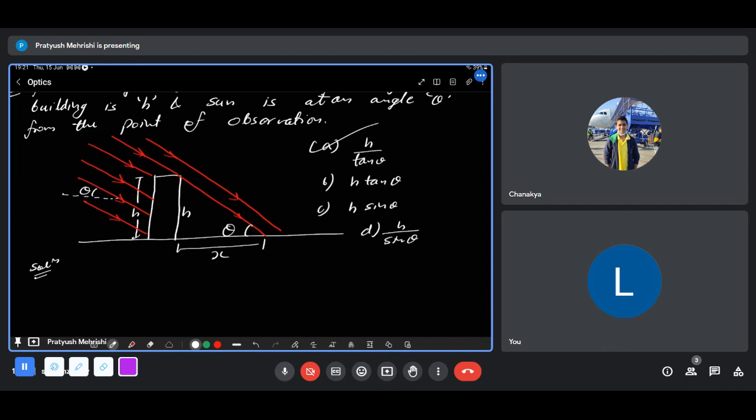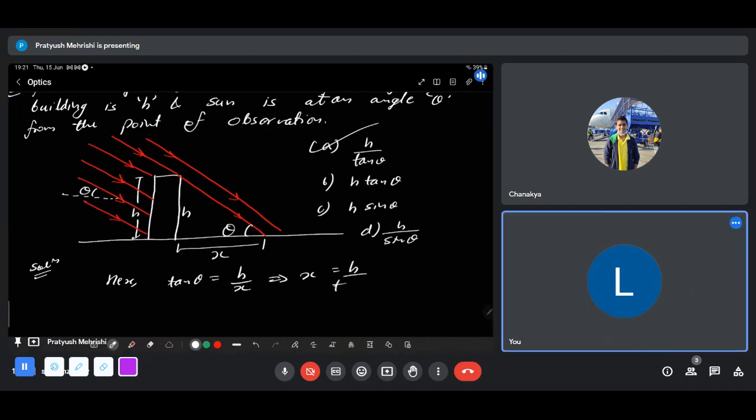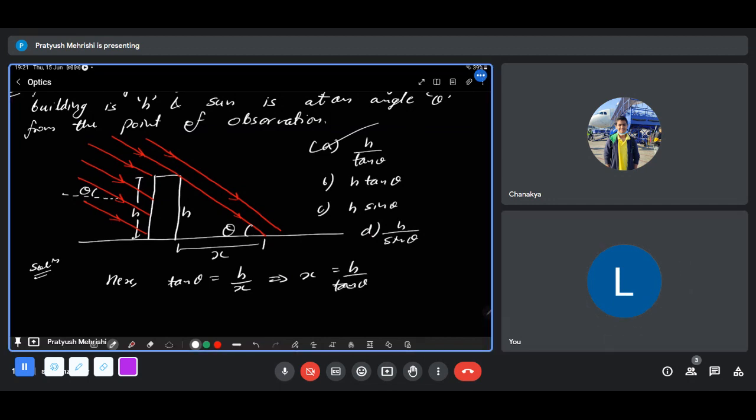Clearly, we need to find this distance. Here, tan theta is opposite upon adjacent. So what will be the adjacent side? X will be h upon tan theta. That's it. H by tan theta. Okay, h upon tan theta. Chanakya, did you get it now? Yes, sir.